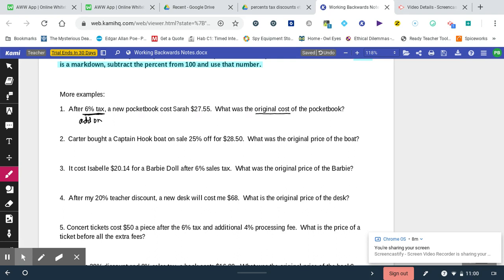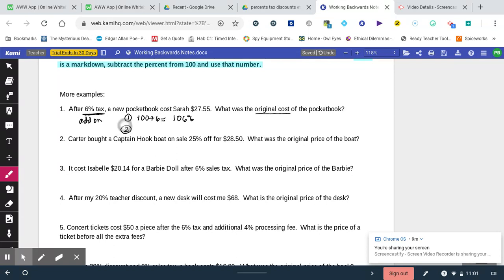So, tax makes things go up. So obviously before the tax, it was less than $27.55. But let's just walk our way through it because this is an add-on. Tax is an add-on. I'm not going to subtract 6 from 100. I'm going to add it to 100. So I'm looking at 106%. So she paid basically 106%, which is why she ended up paying $27.55. The original amount, or what we call the subtotal, has to be less than that, okay?